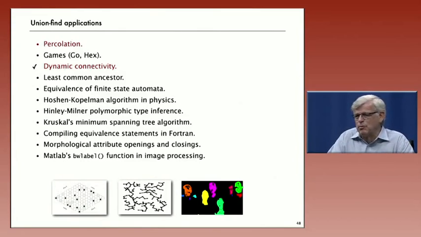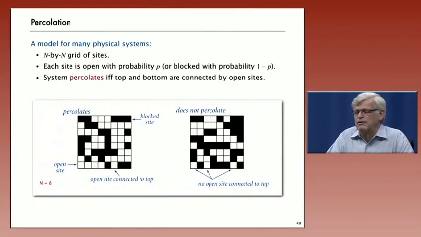Down at the bottom, one important one is in image processing for understanding how to label areas in images. We'll see later Kruskal's minimum spanning tree algorithm, which is a graph processing algorithm which uses union find as a subroutine. There's algorithms in physics for understanding physical phenomena that we'll look at an example in many others on this list. So the one we're going to talk about now is called percolation. That's a model for many physical systems.